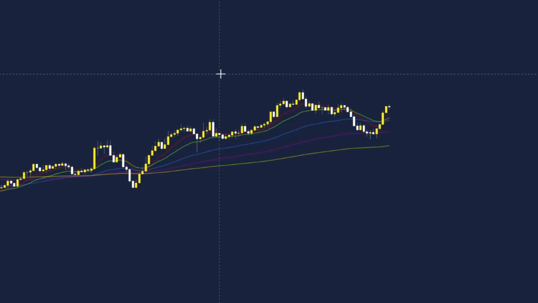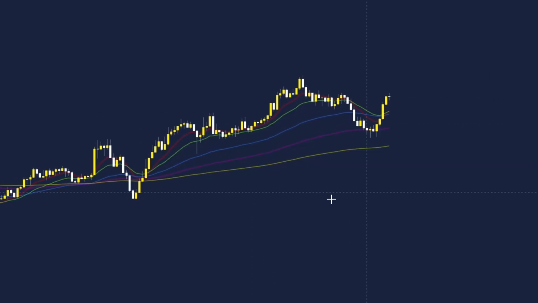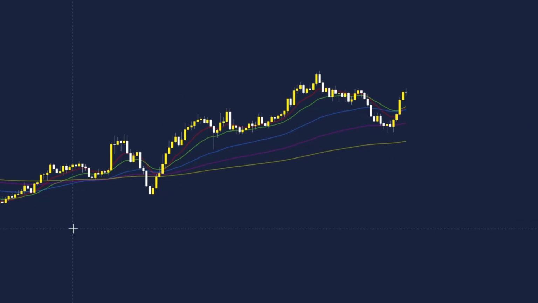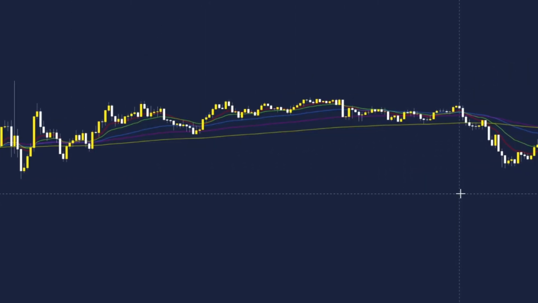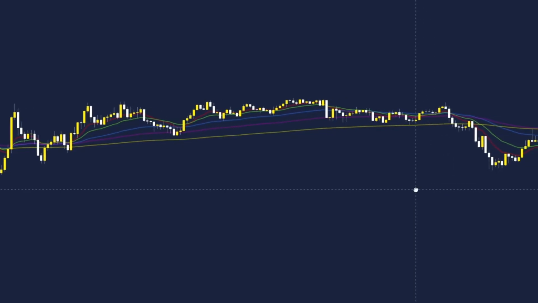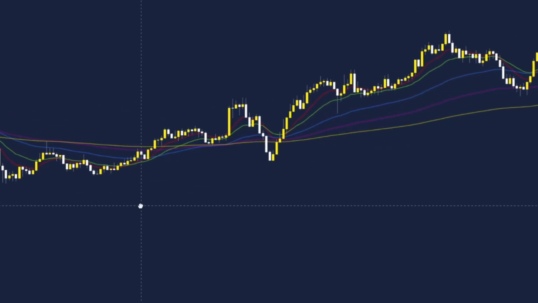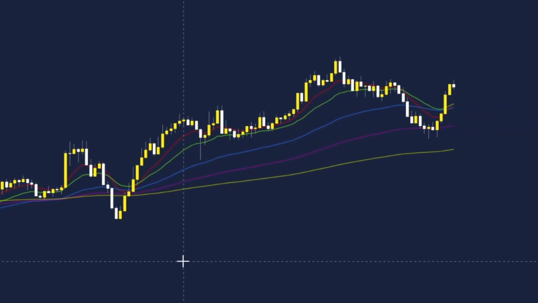EMA stands for exponential moving average. I actually use this for my personal trading strategy. That's in the description if you want to check it out. But we can use the EMAs for signals as they show past market price data live on the chart. I'll show you how to do this in a moment.